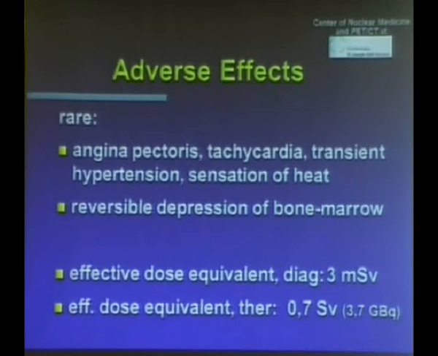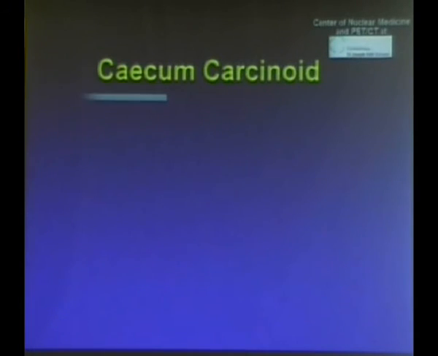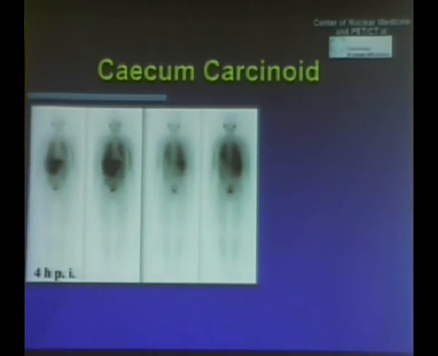You know, octreotide has an effective dose equivalent of up to 10 millisievert. And if you compare this to normal radiological investigation procedures like CT, there we are producing 20 up to 40 millisievert if you are using contrast media also. So all things are wonderful. So please look at these wonderful pictures also.